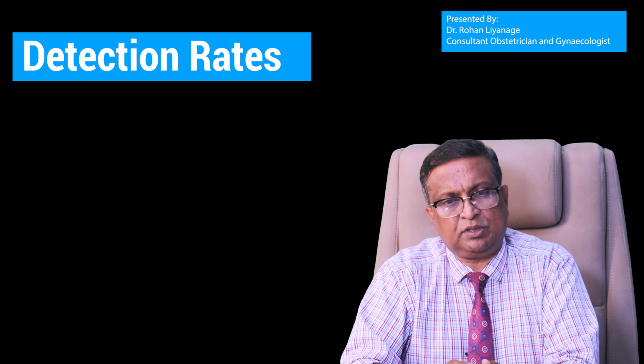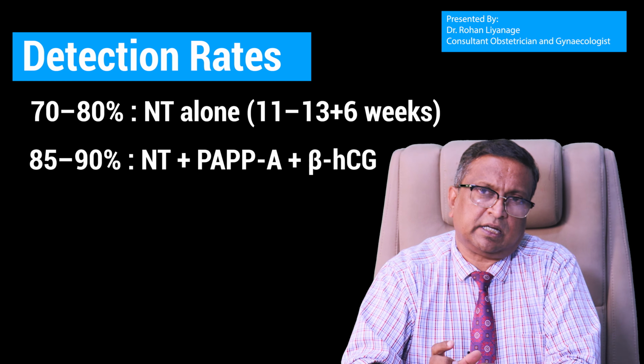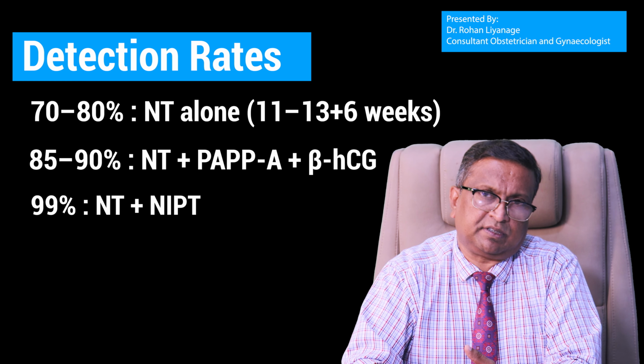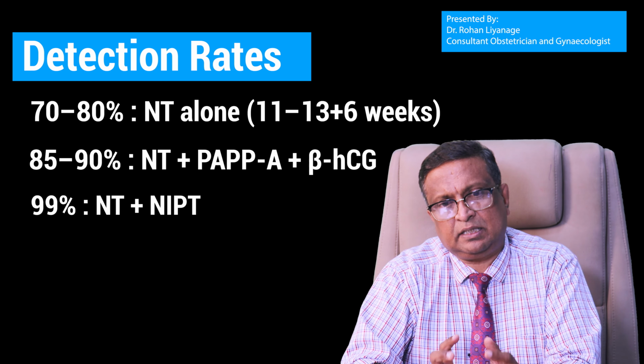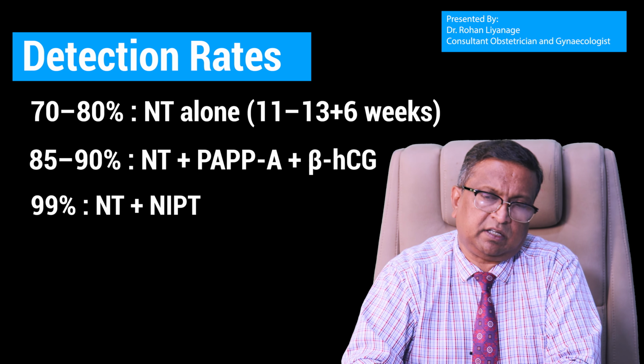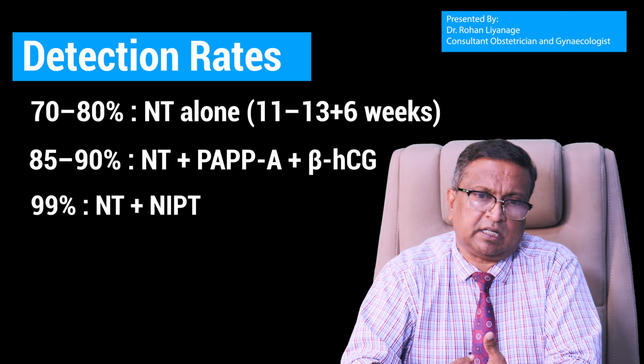So now we are going to discuss the detection rates. With NT alone, the detection rate of anomalies is 70 to 80%. With NT plus PAPP-A and beta hCG, the detection rate is usually 85 to 90%. And with NT and NIPT testing, the detection rate is 99%.